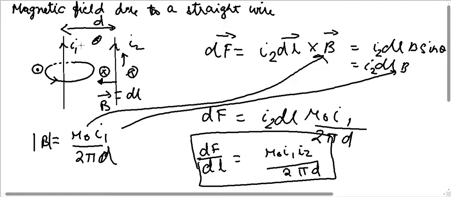It is attractive when both the wires are carrying the current in the same direction. It will be repulsive when one wire is carrying a current in the opposite direction, and the force per unit length which they exert upon each other will be given by mu naught I1 I2 by 2 pi d. So this is one very useful formula.